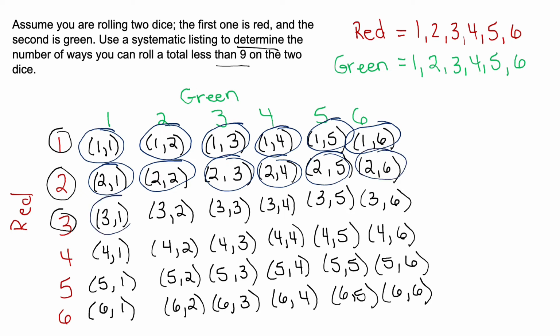3 plus 1 is 4. 3 plus 2 is 5. 3 plus 3 is 6. 3 plus 4 is 7. 3 plus 5 is 8. 3 plus 6 is 9.